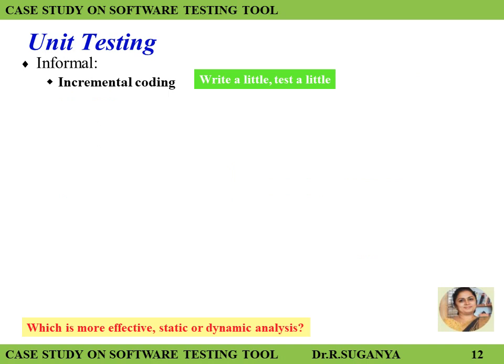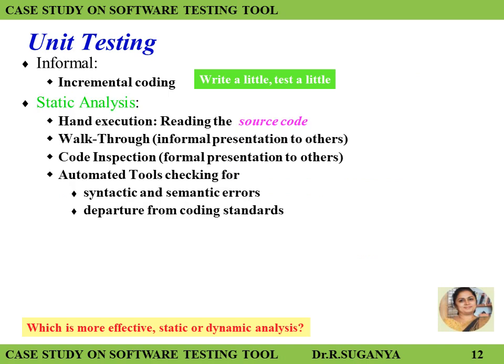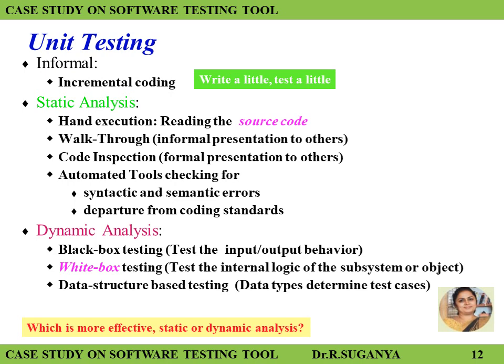This means informal, incremental coding. Static analysis includes hand execution, reading the source code, walkthrough, code inspection, and automated tools, which check mainly for syntactic and semantic errors and departure from coding standards. And dynamic analysis includes black box testing, white box testing, and data structure based testing.